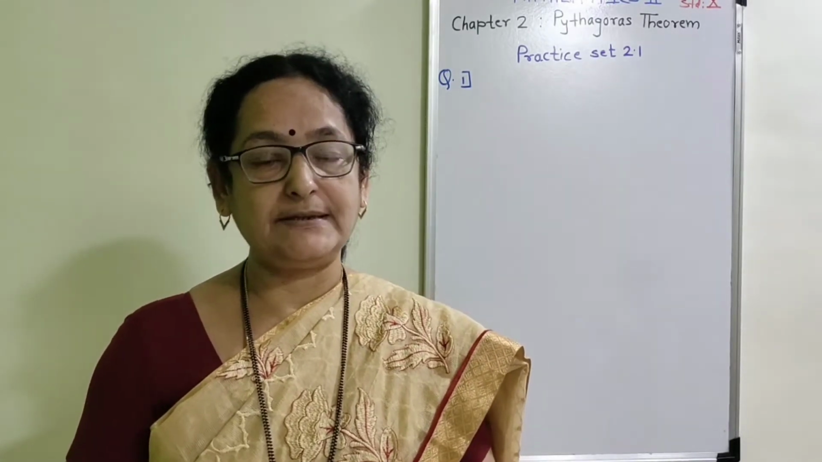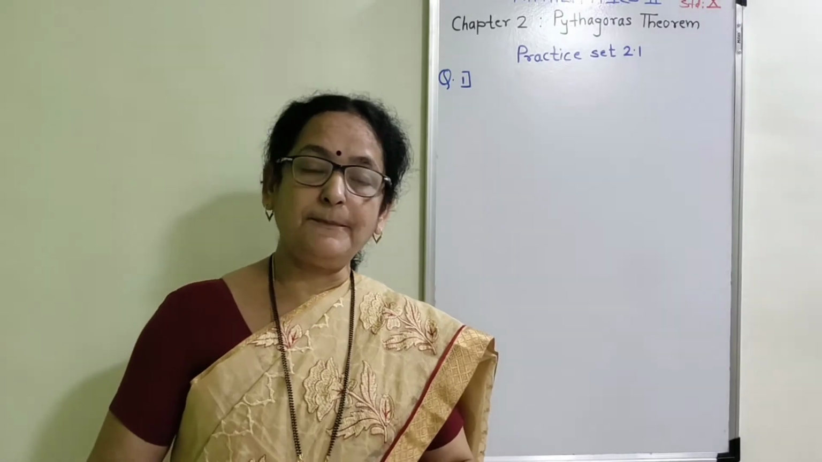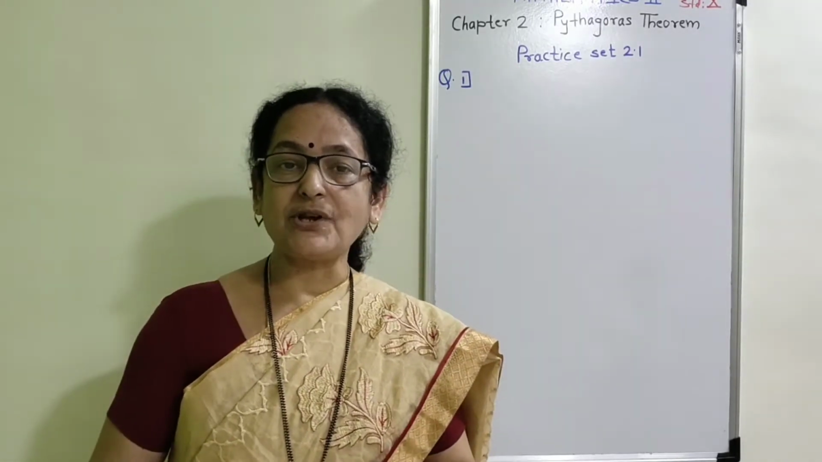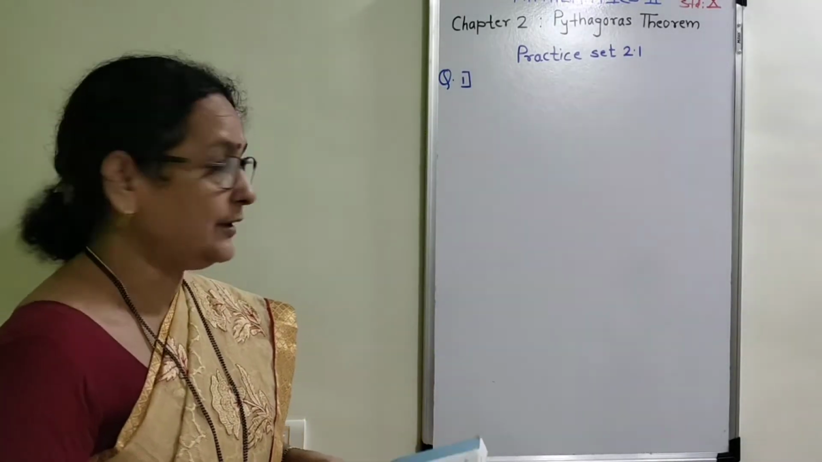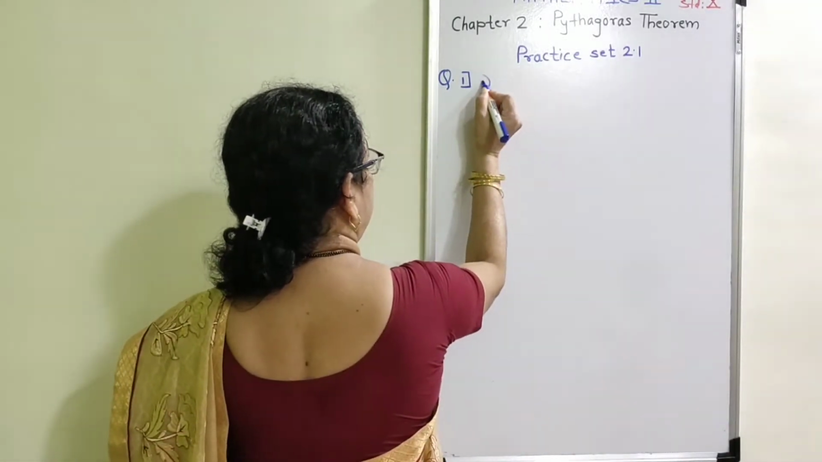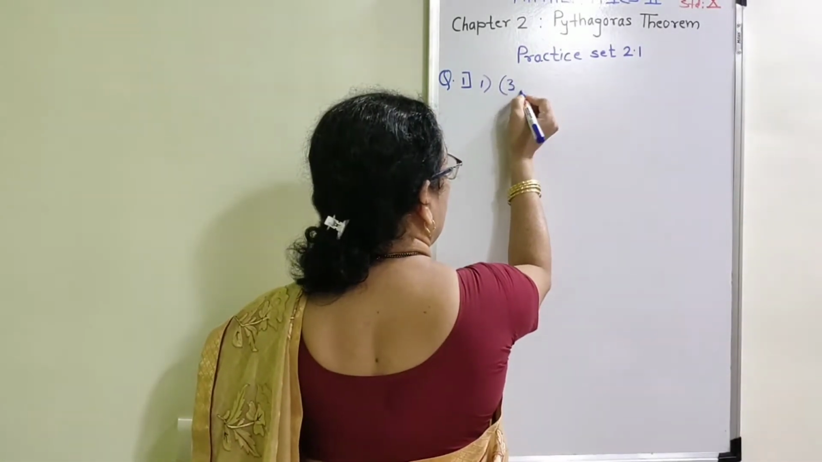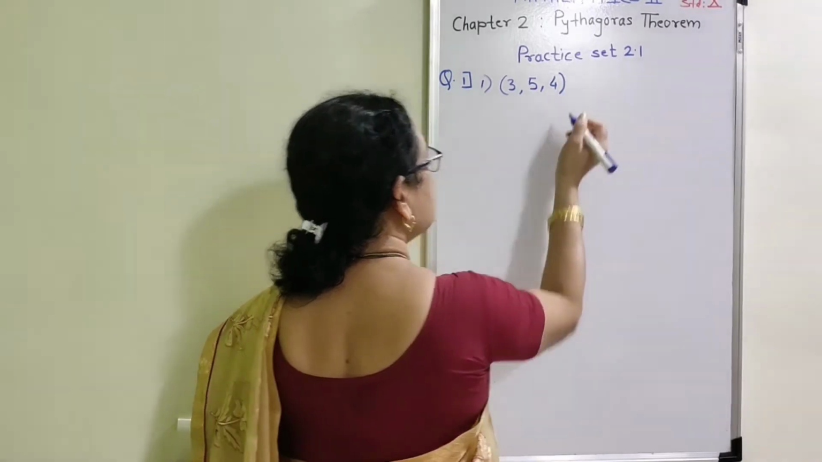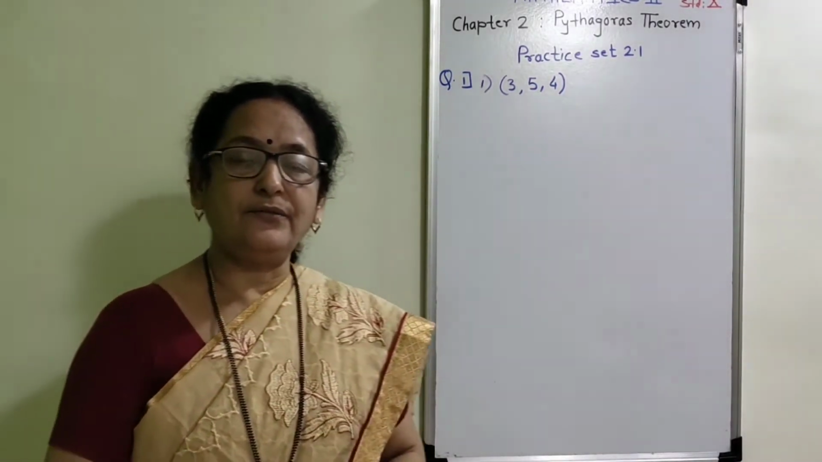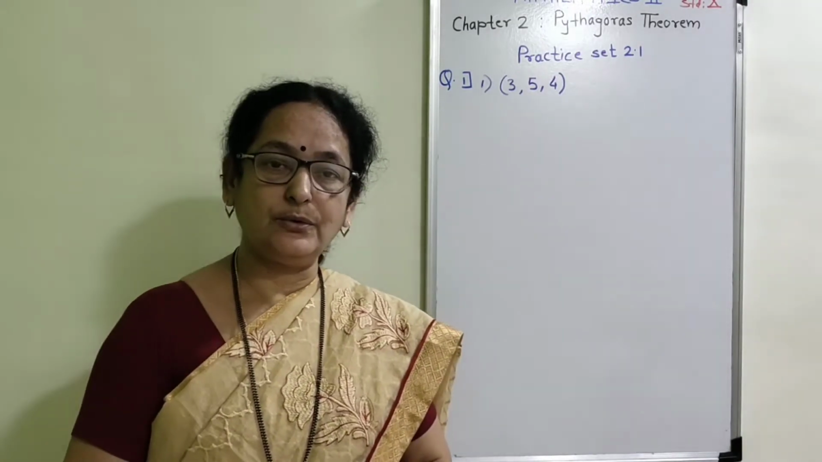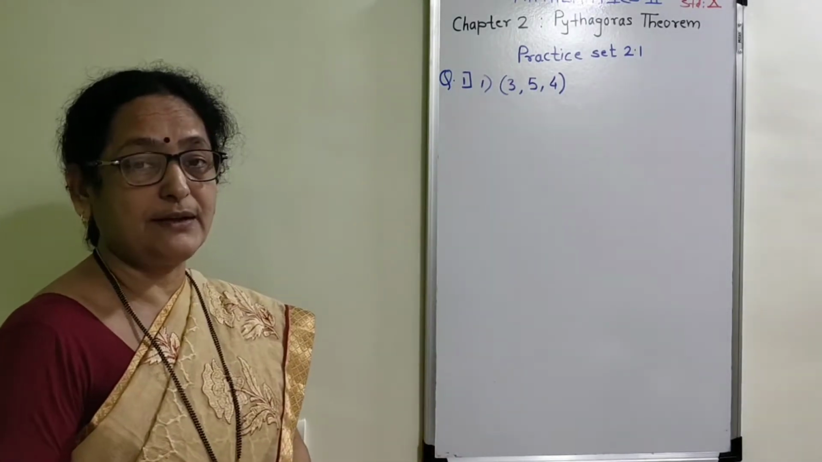The question is, identify with reason which of the following are Pythagorean triplets. Now they have given triplets of natural numbers, and from those triplets we are going to derive which are Pythagorean triplets. Now I am going to take the first triplet. They have given the first triplet as 3, 5 and 4. I have explained in the explanation when the numbers are said to be a Pythagorean triplet. But here also we are going to solve the example.